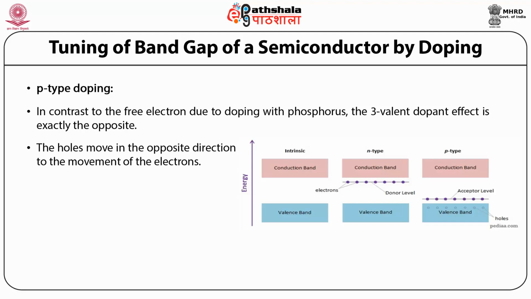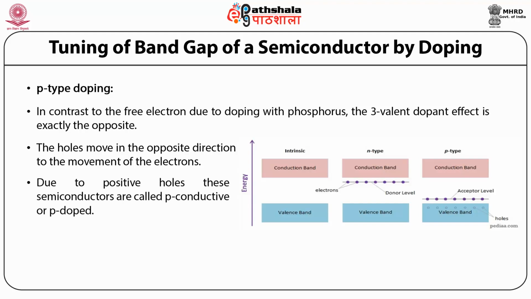The necessary energy to lift an electron into the energy level of indium as a dopant is only 1% of the energy which is needed to raise a valence electron of silicon into the conduction band. Due to the positive hole, these semiconductors are called p-conductive or p-doped. Analogous to the n-doped semiconductors, the holes are the majority charge carriers, and free electrons are the minority charge carriers.